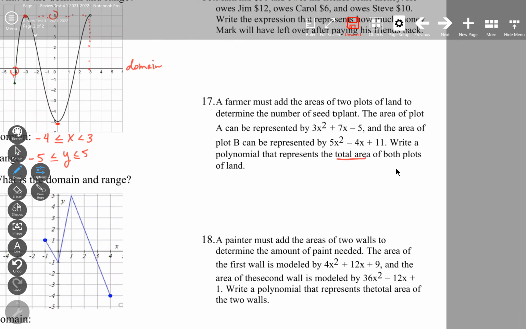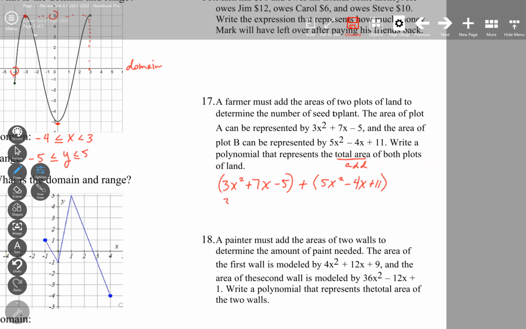Okay, guys, total. Total means to add. So you're just going to take your 2 polynomials, so 3x squared plus 7x minus 5, put that in parentheses because that's the first one, plus, and then we got the second polynomial, so it's 5x squared minus 4x plus 11, and then we just add them. Okay, remember when you're adding, none of the signs are going to be changing in here, so we're basically just combining like terms.